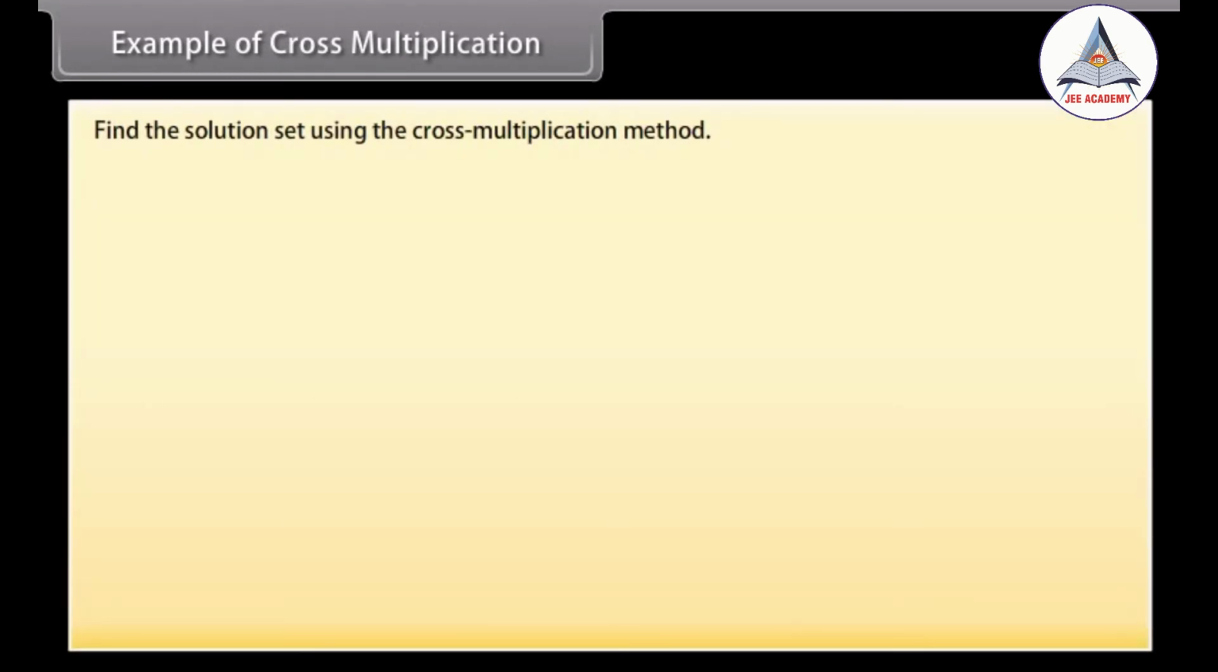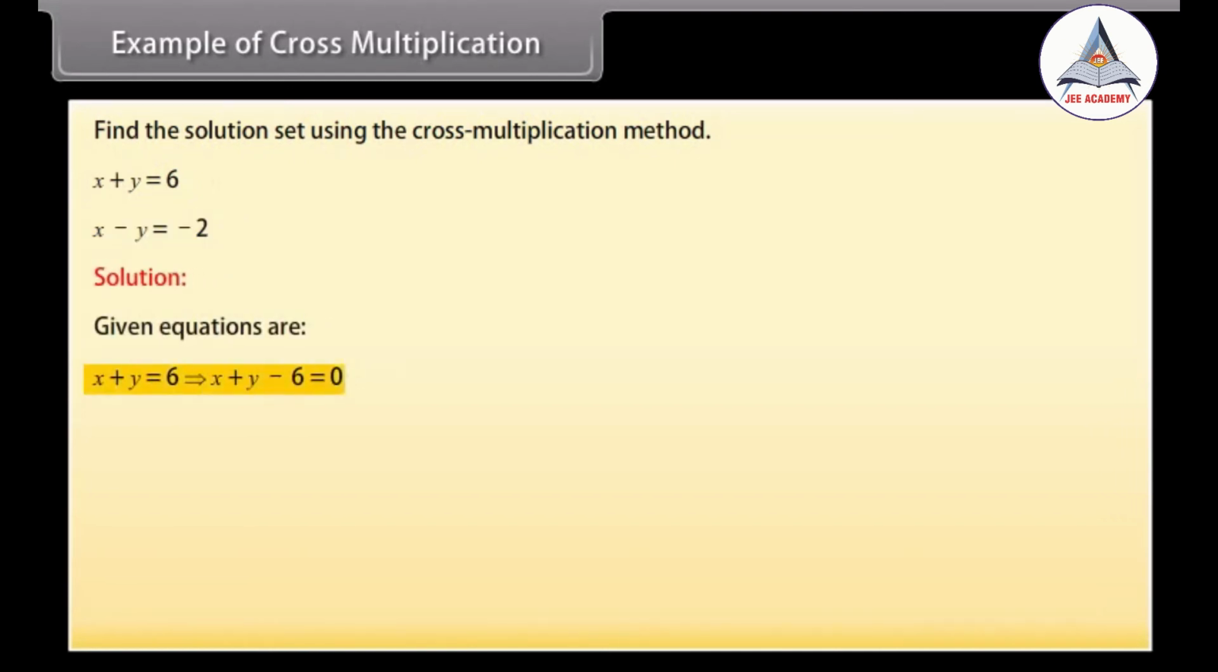Example of cross multiplication. Find the solution set using the cross multiplication method. x + y = 6, x - y = -2. Solution: the given equations are x + y = 6, so x + y - 6 = 0, and x - y = -2, so x - y + 2 = 0.